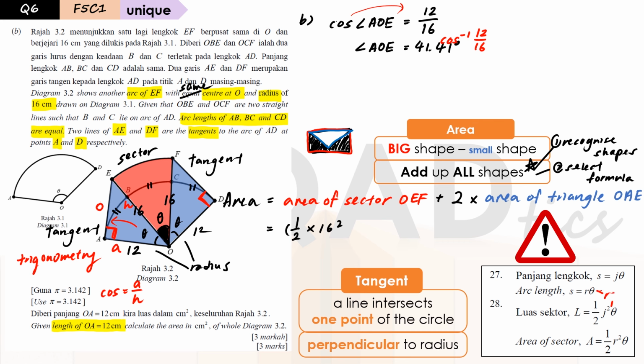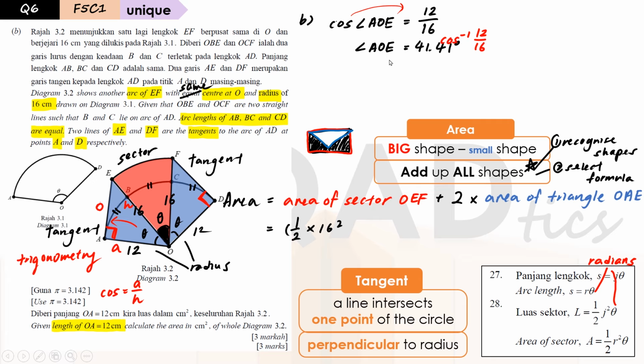But remember, for the formulas for area of the sector and the arc length, both of the thetas here are using radians. Okay, only these two formulas in the formula sheet use radians. The other formulas only use degrees. Okay, let me rewrite this again. Alright, radians. So that means this angle here, we need to change it into radians as well.